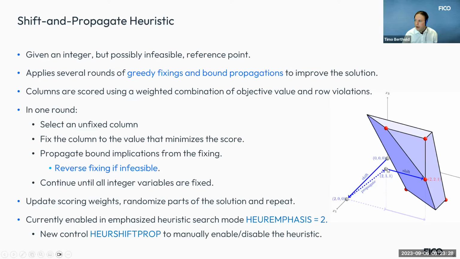And now you look again for a variable that you can fix to a certain value to reduce the number of row violations. You see that on the second variable, if you push that to 2, there's actually no more violations in that variable, and also not in the last remaining one. You would get a feasible solution now. So this is like 2 rounds of the Shift&Propagate algorithm. Currently, we would only get this in our emphasized heuristic search mode, heuristics emphasis equals 2. And there's a new control if you want to give it a shot anyway, where you can manually enable or disable this heuristic.